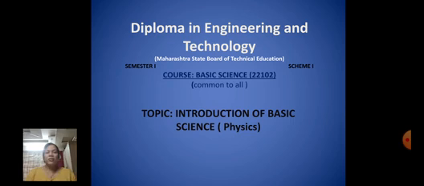Now the government, or we can say the Maharashtra State Board of Technical Education, has introduced a new scheme which is known as the I scheme, which is a completely learning outcome based scheme, and hence the syllabus is also designed in that way. Here the focus is given on the learning outcomes.